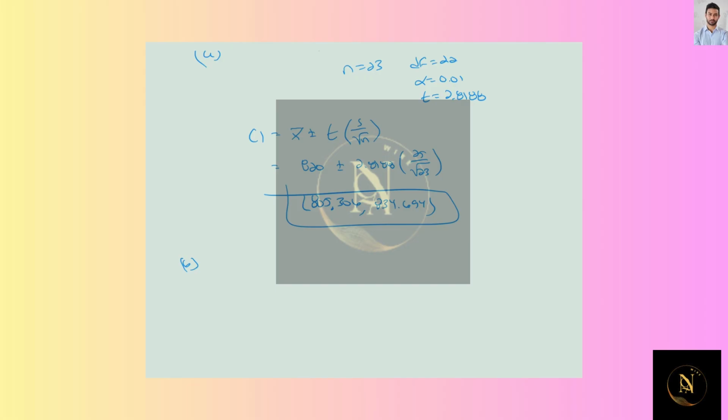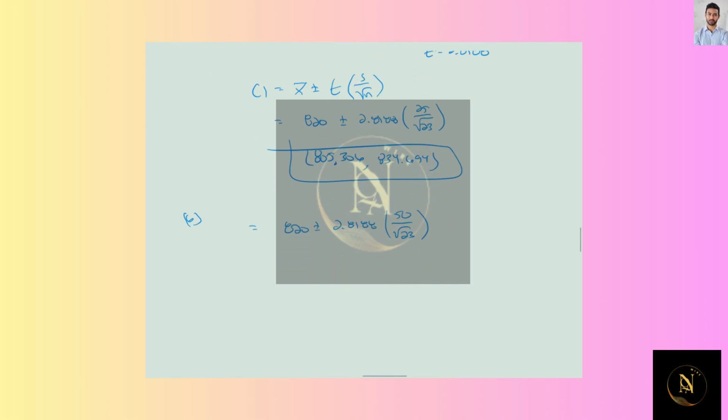For part B, we're going to assume that the standard deviation was 50 instead. Everything else is going to stay the same: same mean, same critical t, but the standard deviation is now 50, meaning the data is more spread out. How does this affect it? Well, the lower boundary would then be 790.612, and the upper boundary would be 849.388.